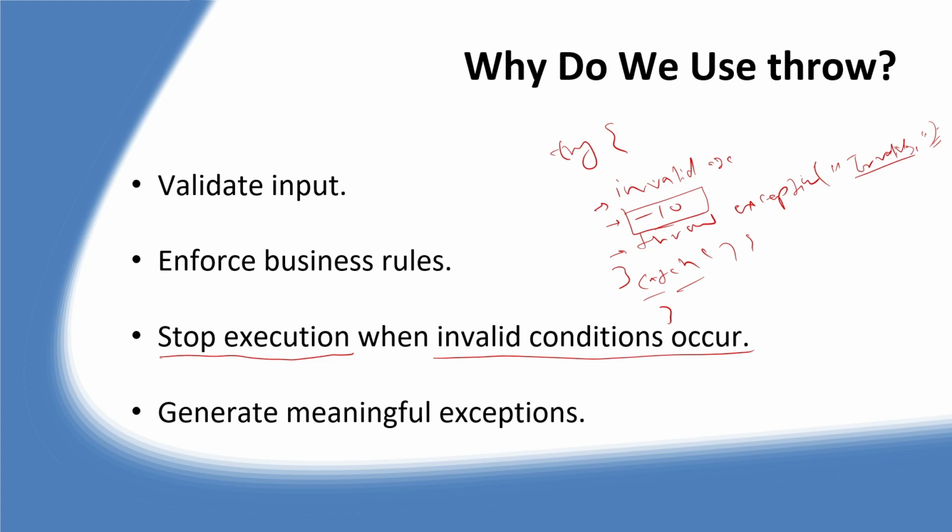That's how we will use the throw. So here it is written: enforce business rules. Enforce business rules means if it is violating any business rule, then we'll use throw. Input should be valid. And whenever we are throwing the exception, it should generate some meaningful exception like invalid age.